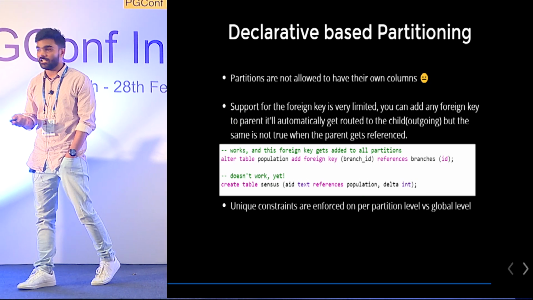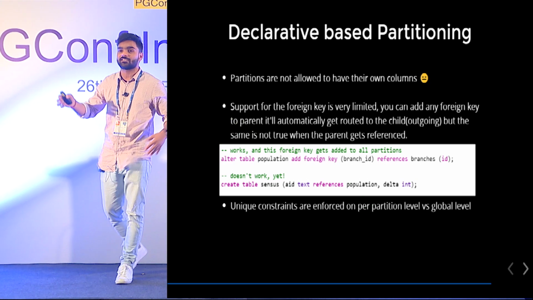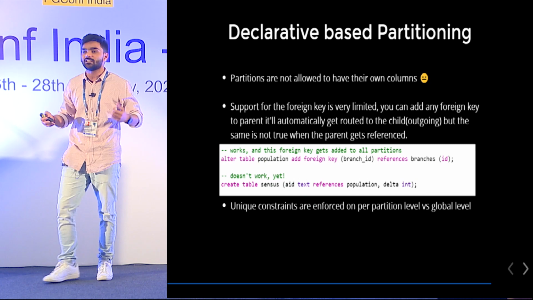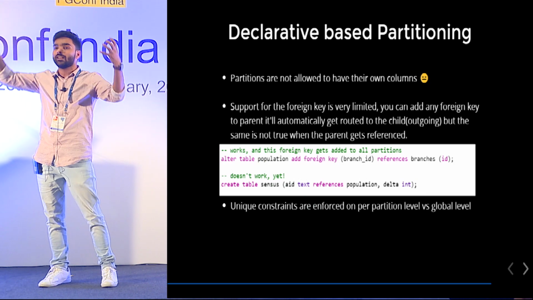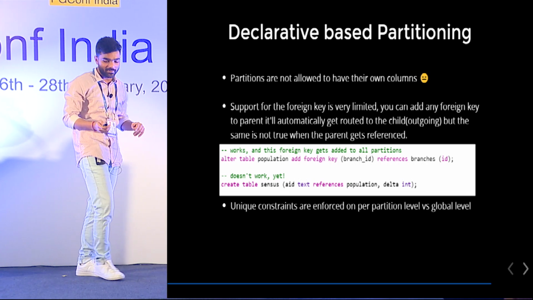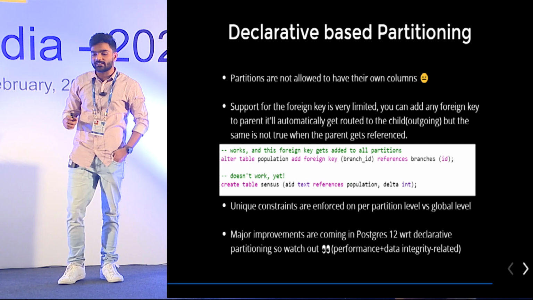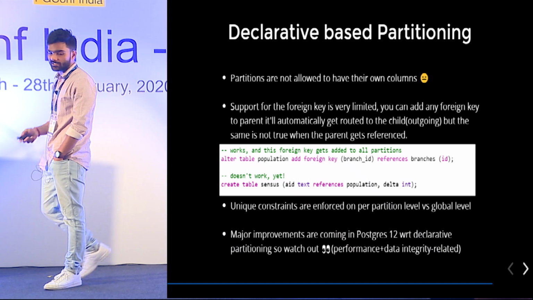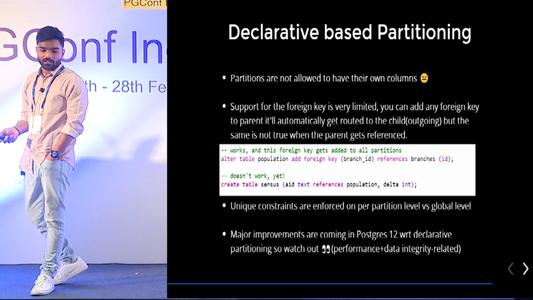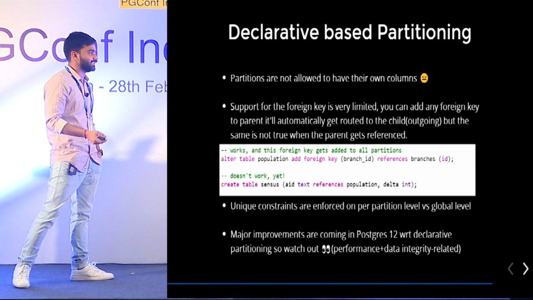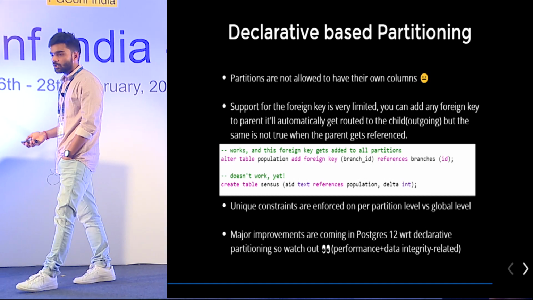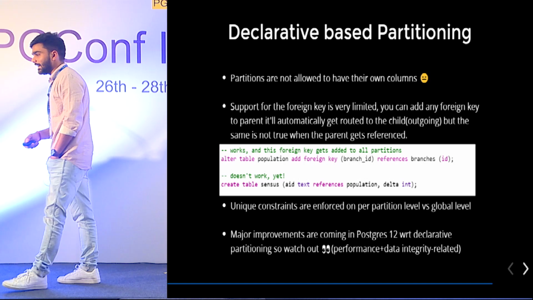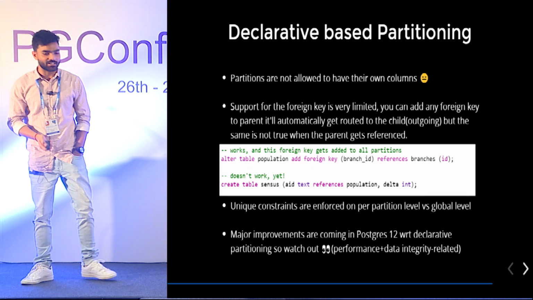Unique constraints are enforced at the per-partition level versus the global level. So if you have a unique constraint, that unique constraint is enforced at the per-partition level versus a global level. So that is also one kind of bummer. Major improvements of declarative-based partitioning are coming in Postgres 12. For example, there are some major performance improvements coming in, and data integrity related issues are being fixed. So with all that being said, we said, okay, let's give declarative-based partitioning a try.